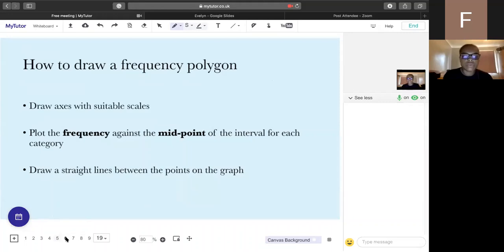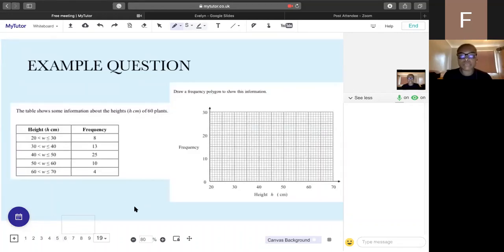So let's go through a quick example. Here we have a table which shows some information about heights of 60 plants. They want us to draw a frequency polygon to show this information. The first thing I would say in any question on frequency polygons, if they haven't given you the midpoint, is to extend your table and make a column for midpoints. So that's exactly what we're going to do here.